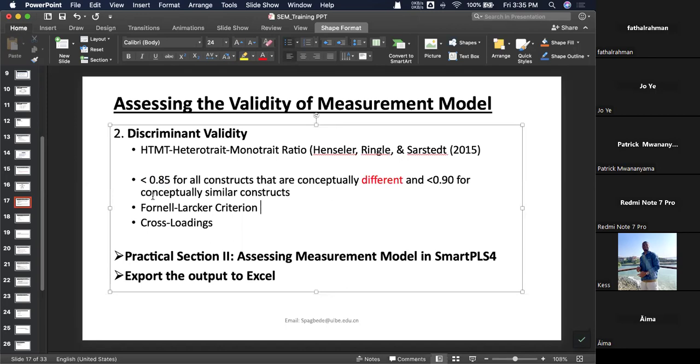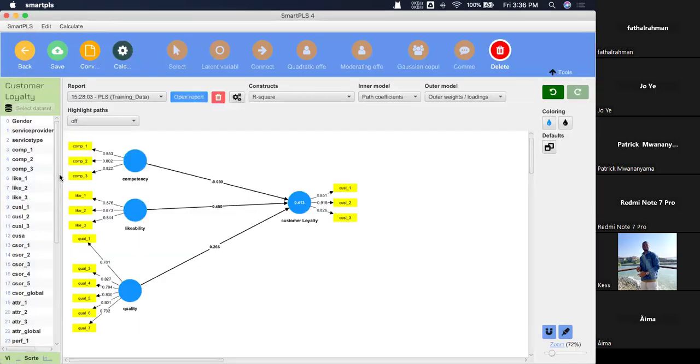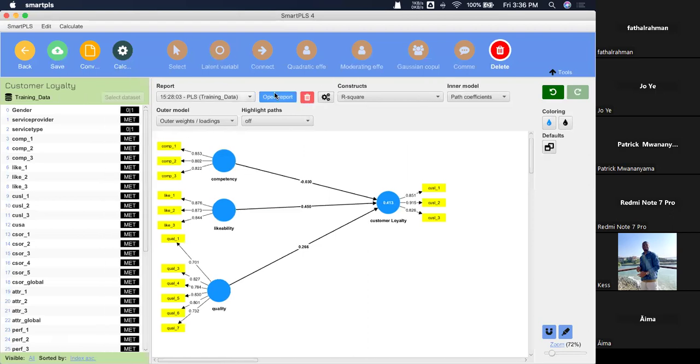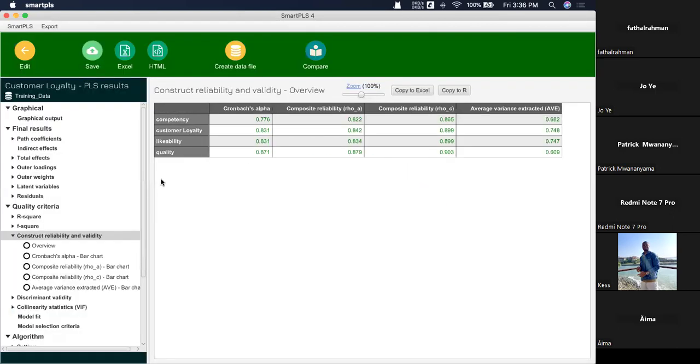Now, the next criterion is also very important. This one requires a bit of calculation. The Fornell and Larcker criterion states that the square root of the average variance extracted should be greater than the inter-construct correlations. It's very easy. I'll explain it. Let me go there. I want to explain this to you with the diagram.